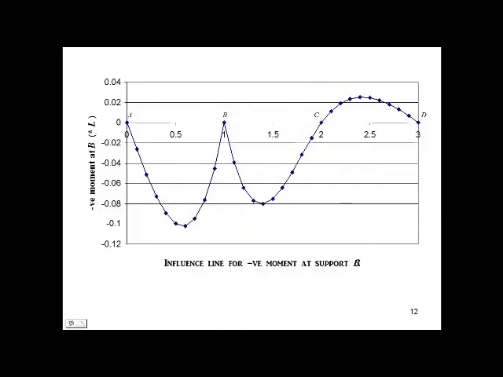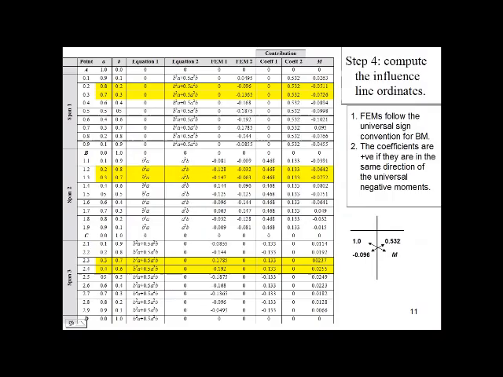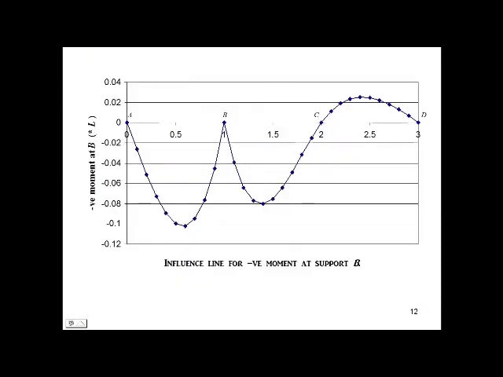Now we can draw the influence line for the negative moment at support B by taking the point values as the x-axis and the corresponding moments as the y-axis. Use simple lines to connect the moments. If you do so, you will get something similar to what we have on slide 12. How do we interpret the graph?